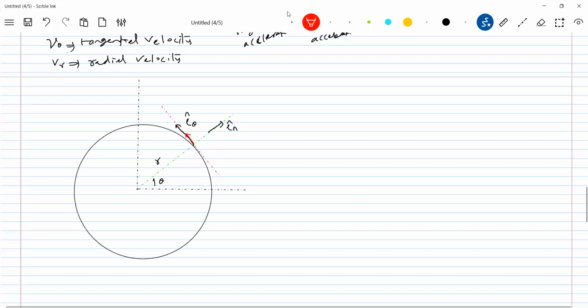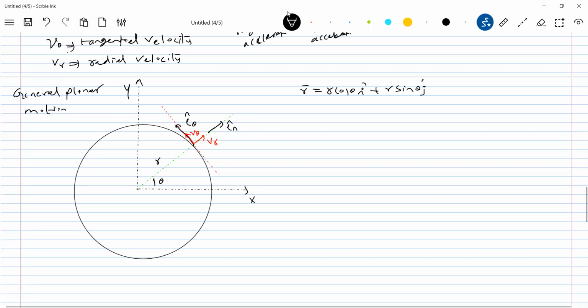Let it have a velocity here. This is the linear velocity, the total velocity vector V. Later on I'll write it. This will be V theta, and this will be VR. So what is V bar? In general, I'll start with R bar. What is the R bar vector? According to this, R cos theta. Let me write here the topic: general planar motion. What is R bar? You write R cos theta i cap plus R sin theta j cap.